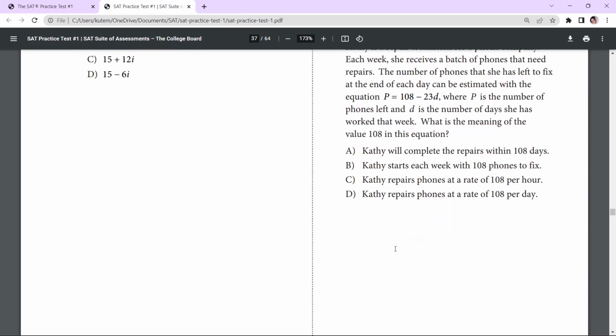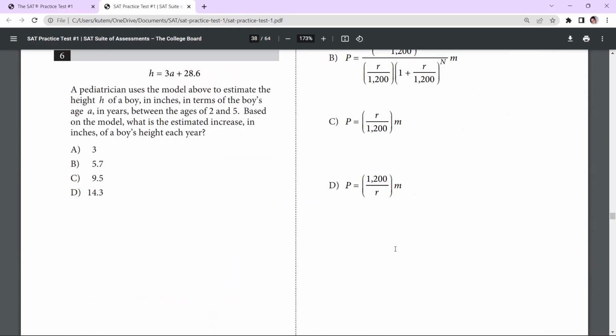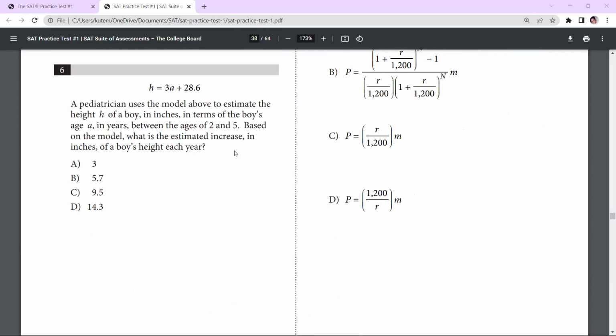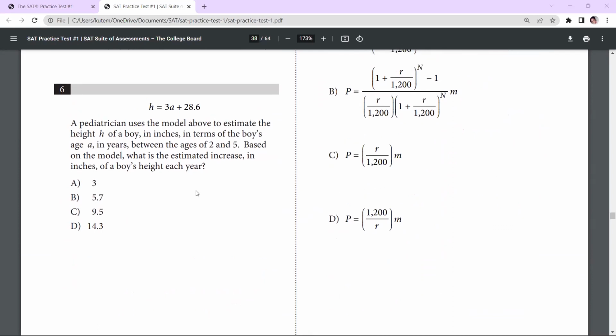Yeah, so it's all about seeing where the M is, where the X is, and then understanding what each one represents. And 6 is another example, so let's go through 6 as well. It says H is equal to 3A plus 28.6. The pediatrician uses the model above to estimate the height of a boy in inches in terms of the boy's age, A, in years, between the ages of 2 and 5. Based on the model, what is the estimated increase in inches of a boy's height each year? Is it 3, 5.7, 9.5, or 14.3?